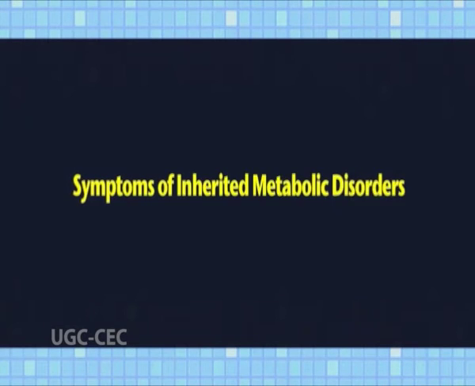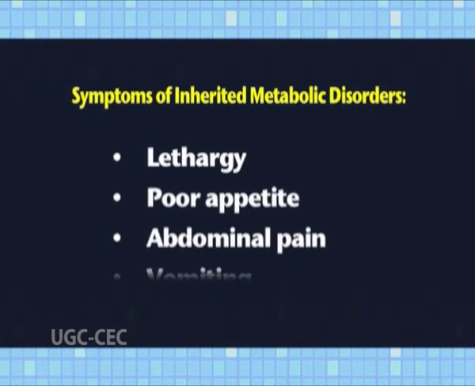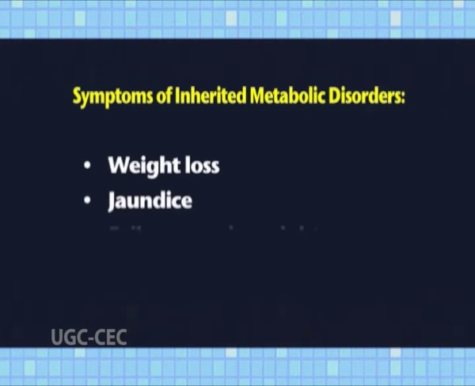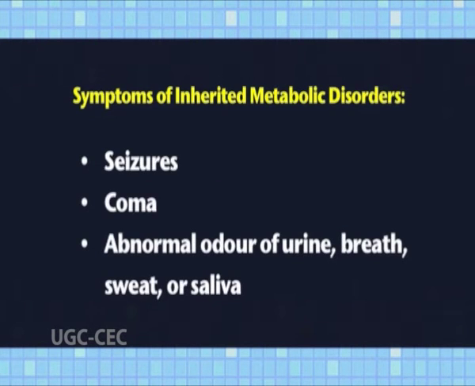Now, symptoms of inherited metabolic disorders. The symptoms of genetic metabolic disorders vary widely depending on the metabolic problems present. Some symptoms include lethargy, poor appetite, abdominal pain, vomiting, weight loss, jaundice, and failure to gain weight or grow. Developmental delay, seizures, coma, abnormal odor of urine, breath, sweat, or saliva.